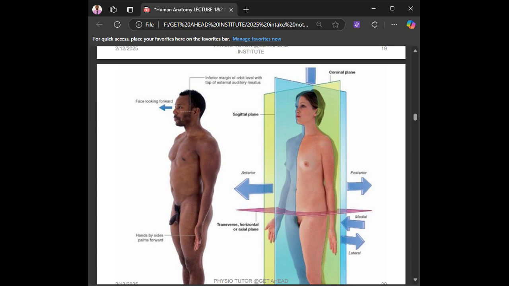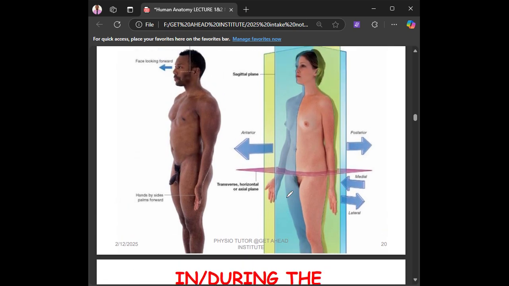From this slide, we can say that in the anatomical position, the subject is usually standing upright, and as they are standing upright, their feet will be together. We're able to see that the feet are together on this slide. The toes are not showing here, but the toes should be pointing forward.